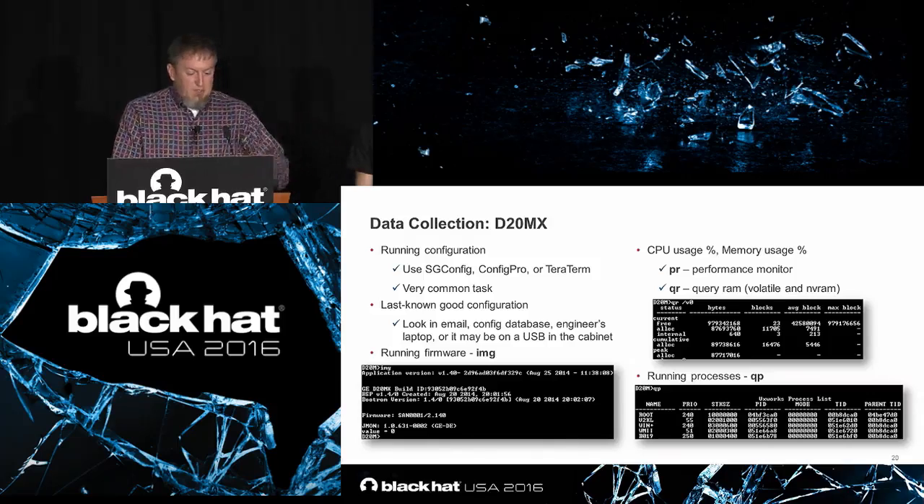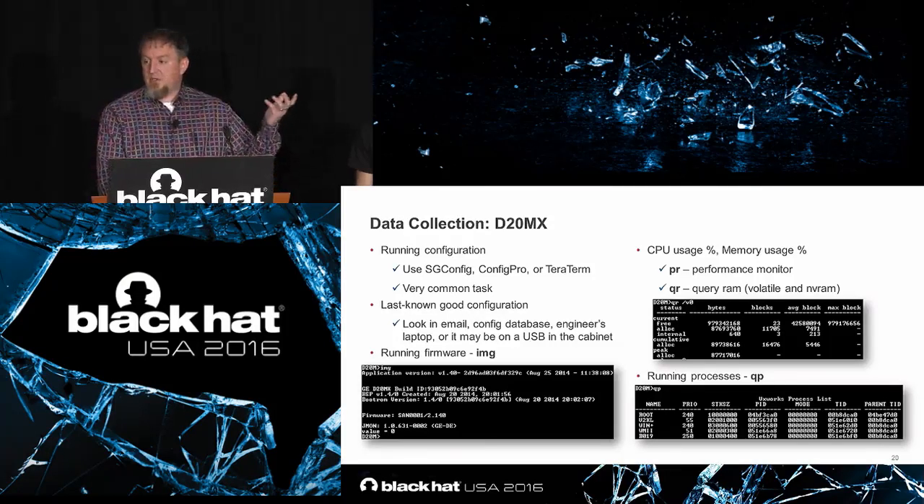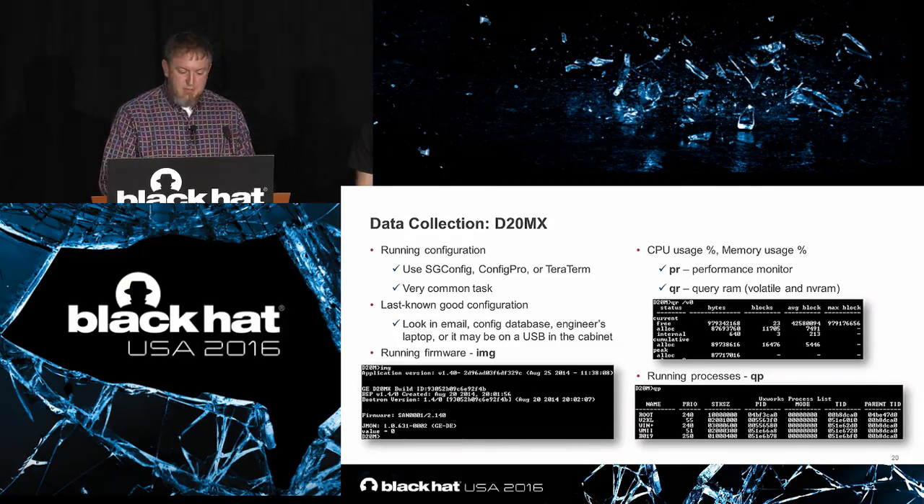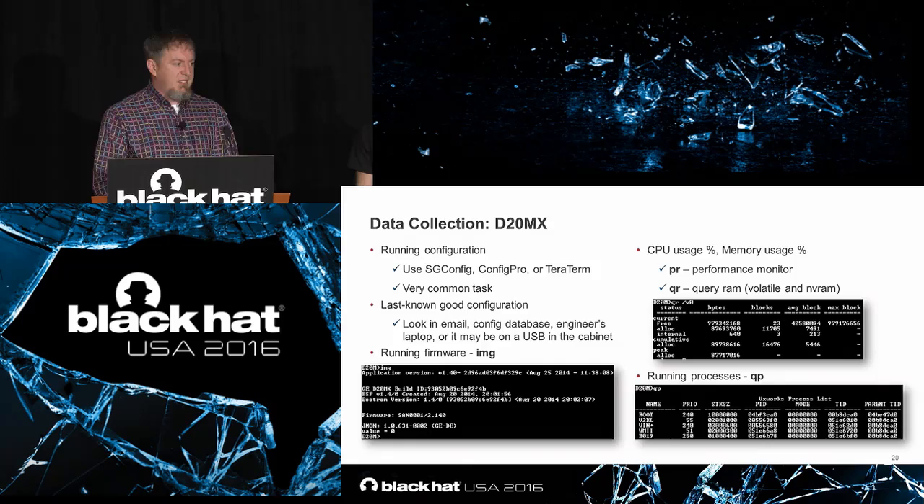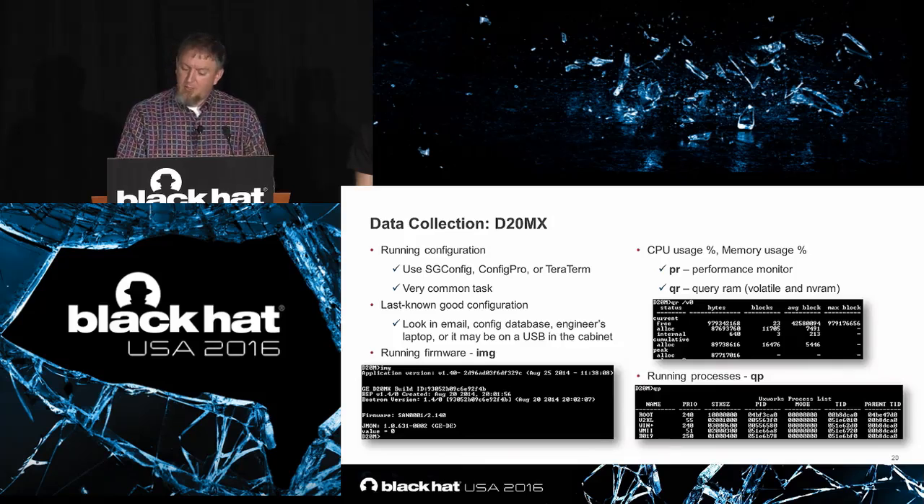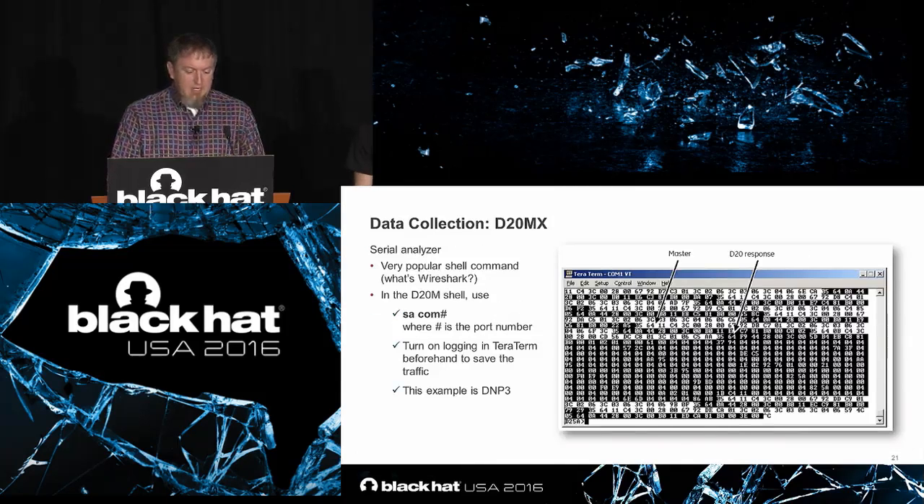So we can get the running configuration. We can get the last known good configuration, which might be stored in a secure file share at work, at the power company, or say if you're at an oil and gas company, you might have a common place where you store your configurations. Or it might be on a USB stick, or on a CD in the cabinet. And you can look at the running firmware, the CPU usage, memory usage, and do a query on the process to see what running processes there are. Very handy. We can do data collection.